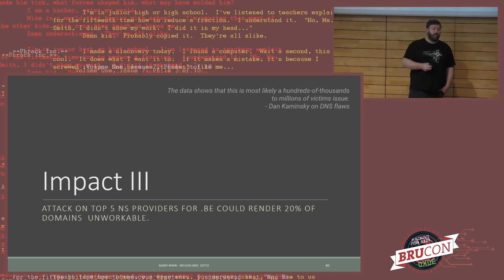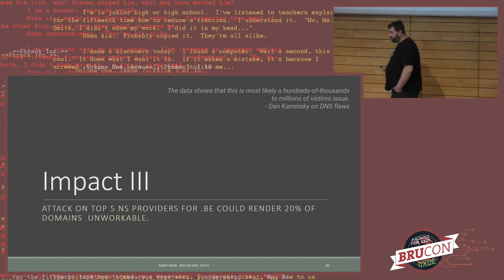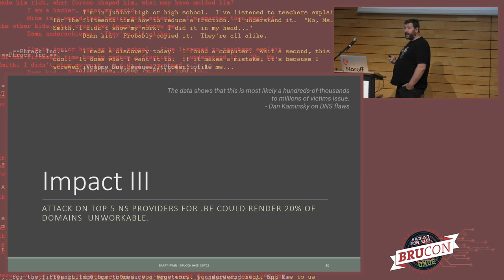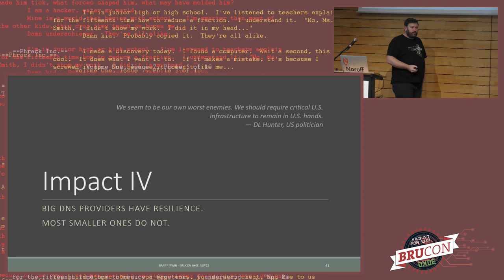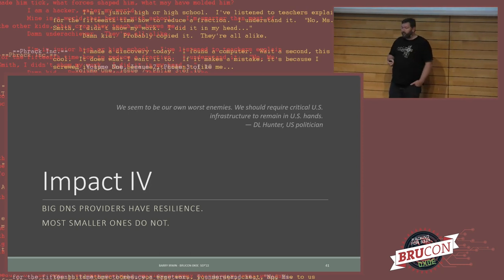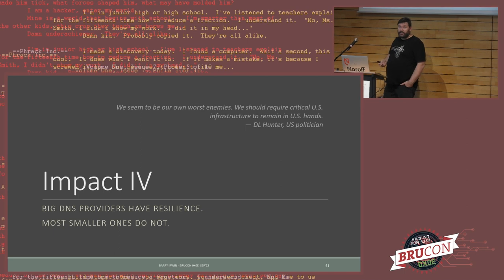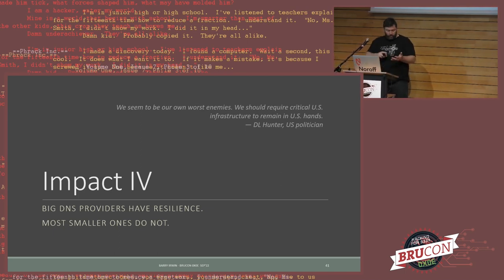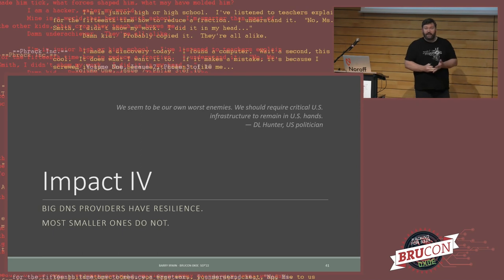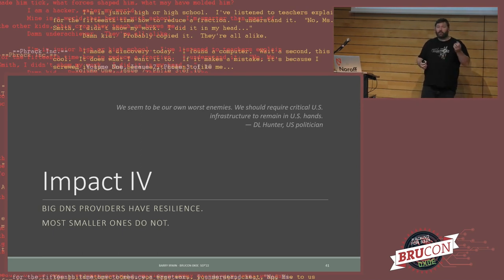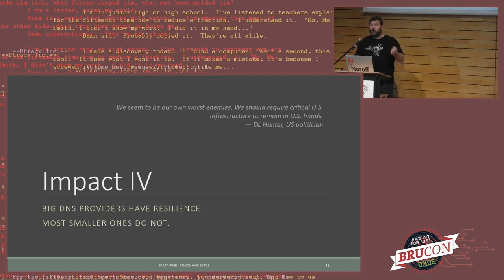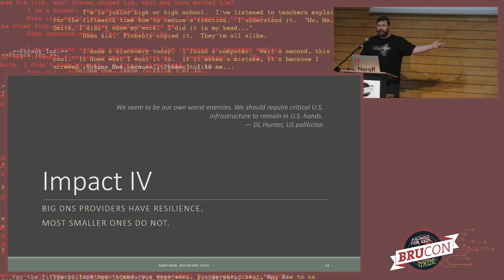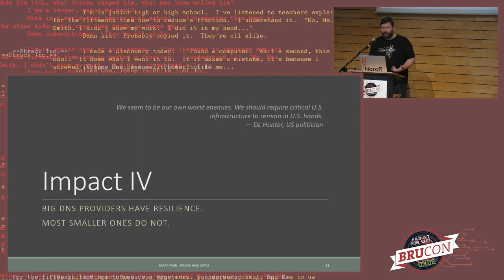If you can take over or attack a nation state's DNS as critical infrastructure, it is going to have a knock-on effect into the millions. So what is the big picture behind this? Impact number four. Big DNS providers know what they're doing. They're resilient. They've got multi-homing, multiple IP addresses, geographically distant. They make up a very, very small proportion of the total. The smaller providers often don't. The smaller providers are the ones that are listing RFC 1918 addresses as their publicly accessible name servers. No wonder things don't actually work.